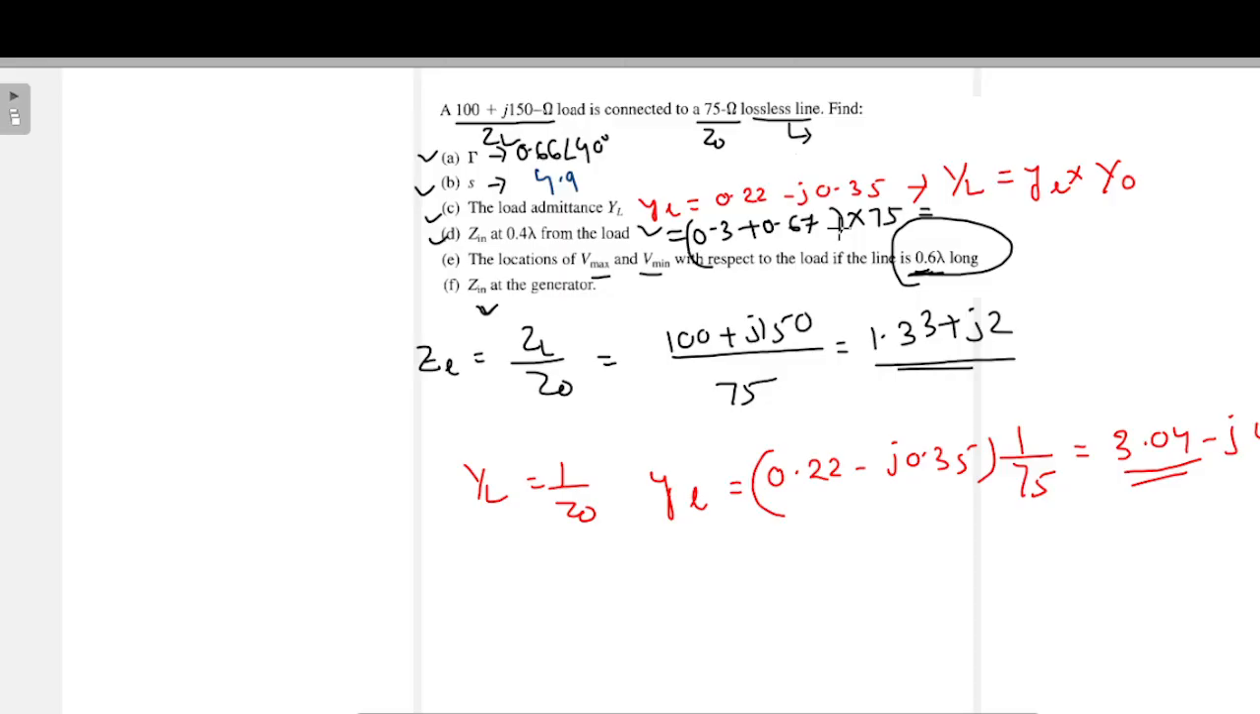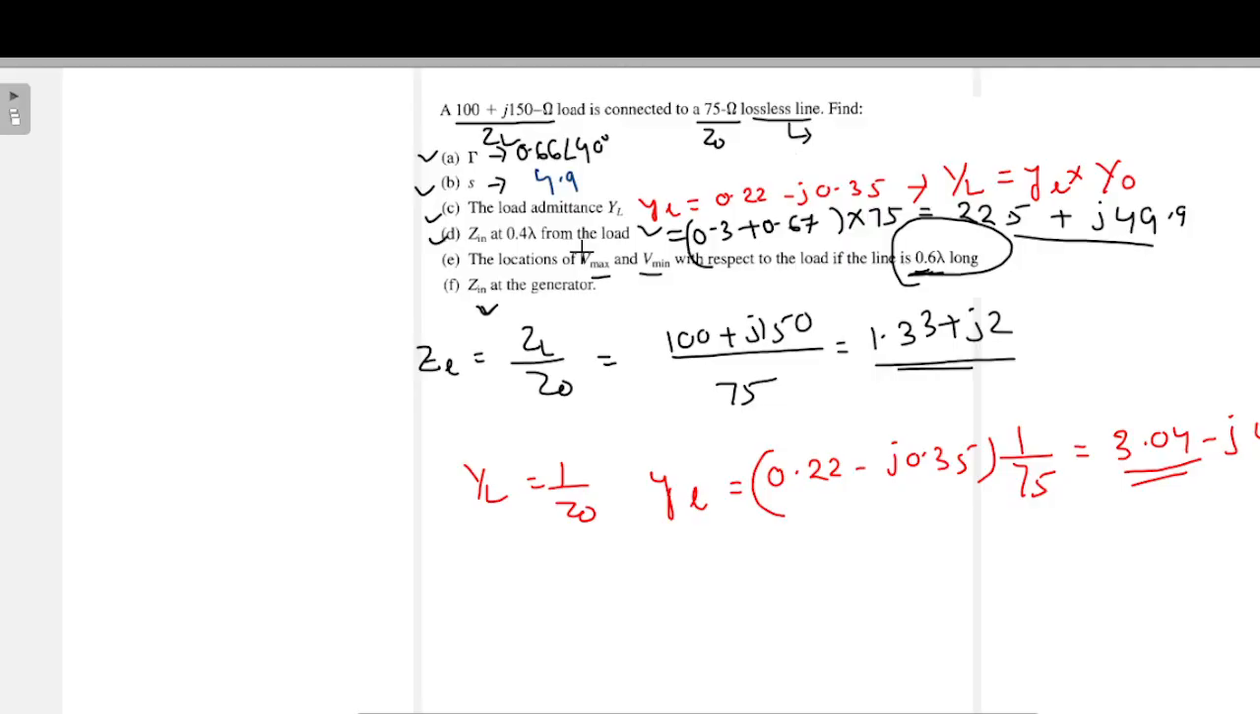.67 into your 75, so it is around coming 50. So this is equals to 22.5 plus J, it is coming around 49.9, you can take 50 as well. So this is the value at 0.4 lambda distance from the load.